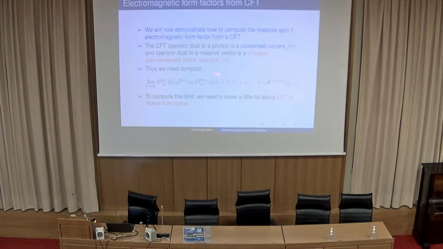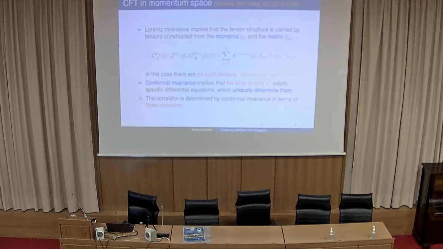Okay, now to tell you how to do this limit, I first have to tell you a little bit how to compute this object in momentum space. That's something I developed over the last 10 years or so. The first step in that program is to use the fact that the momenta provide a linear space in which you can express all tensorial properties. The tensorial properties are the fact that this has 3 indices. It's carried out by tensors, which are constructed from momenta and the metric. And this is something you need to do in each case.